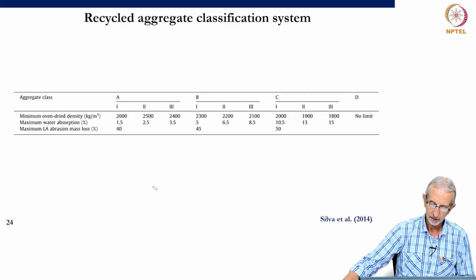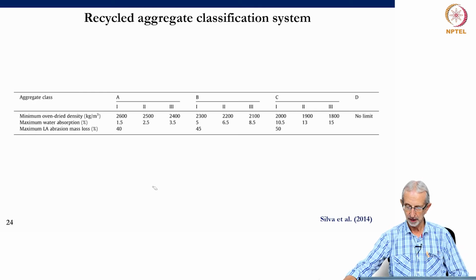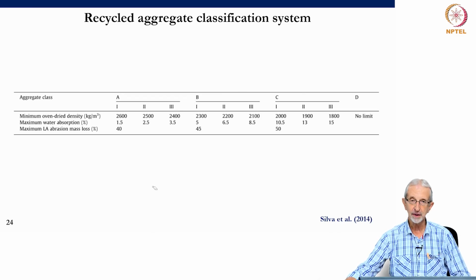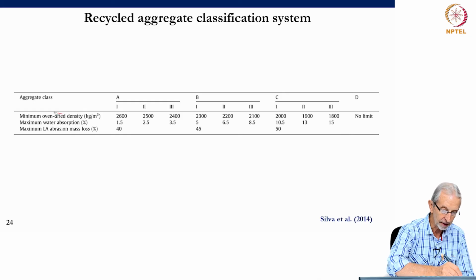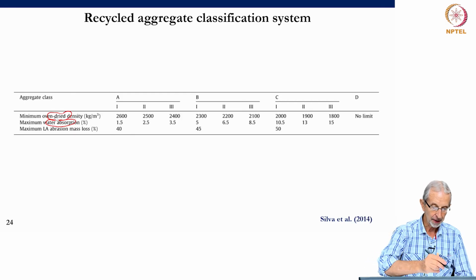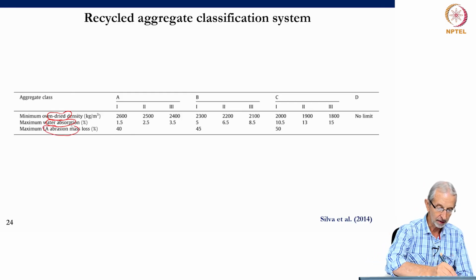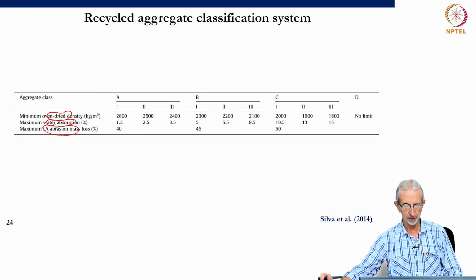Now, here is a recycled aggregate classification system suggested by Silva et al., where the aggregate classes are suggested to be put into 4 different classes, A, B, C, D. Within A, B, and C, there are 3 subclasses in each. And the basis of classification is the oven-dried density here, which would obviously be linked with the water absorption because of their inverse relationship, and a further measure here, which is the Los Angeles abrasion loss, which could be added to the classification if you wish.